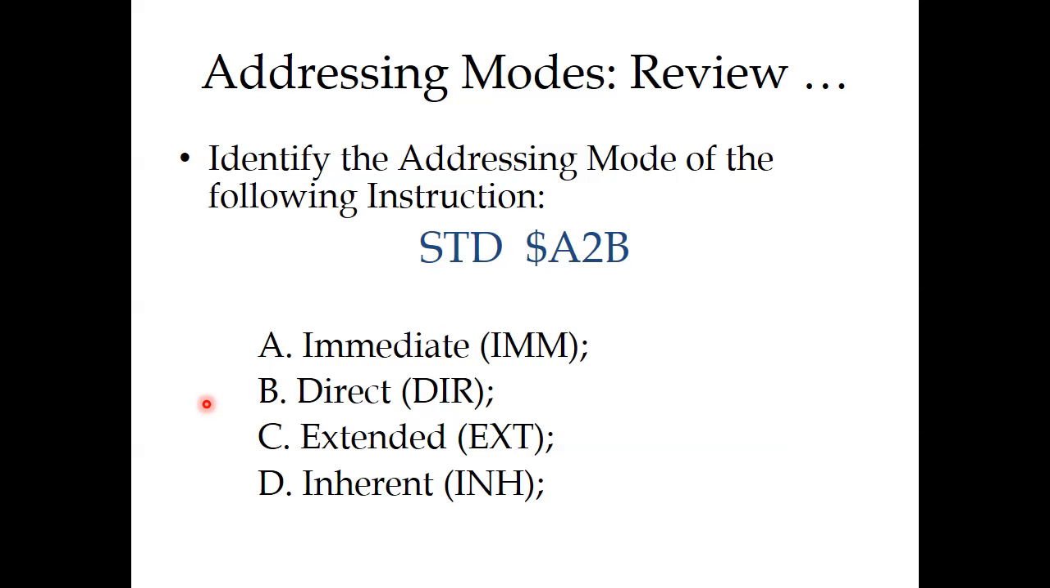How about these? It's of course extended because there is no pound sign, so it's not immediate, and it cannot be inherent. And the operand we have is more than 1 byte, right? So it's extended, of course. How about these? This is extended because, first of all, the operand is written in decimal, right? If it is more than 255, it's 2 bytes. It's a little bit more than 255, just past 255, so it's actually 2 bytes. So basically it's extended.